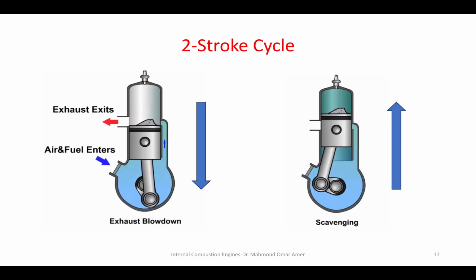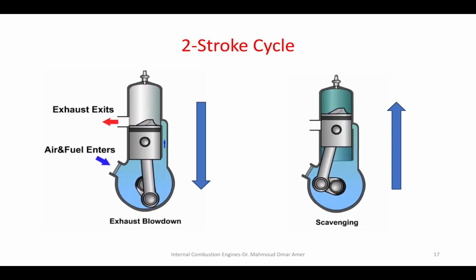We have the two strokes called the exhaust blowdown and the scavenging. During the piston going up, the scavenging is when the air enters the cylinder and the exhaust and intake ports are closed, and we start the compression. The exhaust blowdown is when the piston moves down and the exhaust exits and the new fresh charge comes inside the cylinders. You can see that there is no dedicated stroke for either the intake or compression or power.